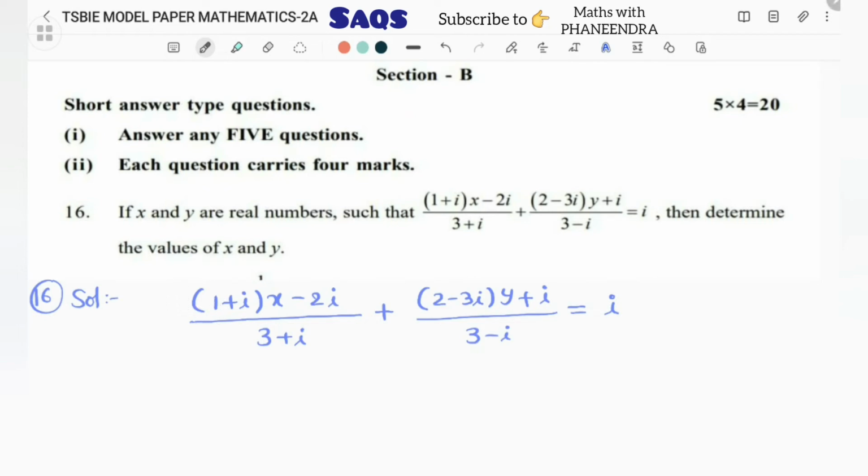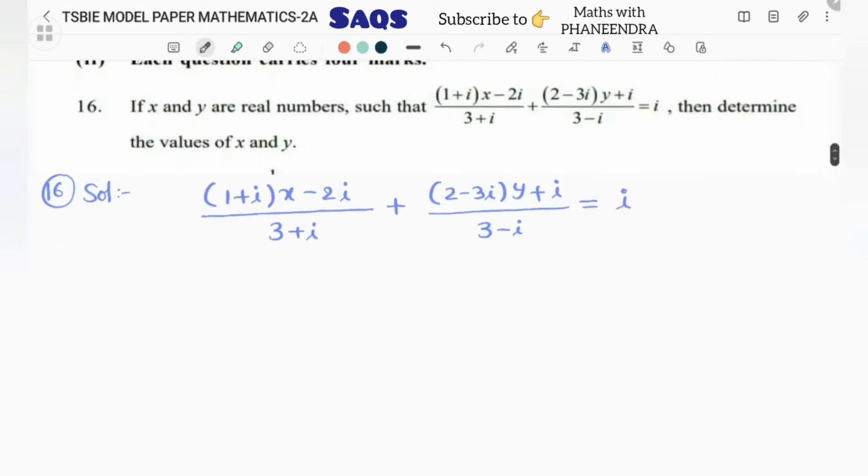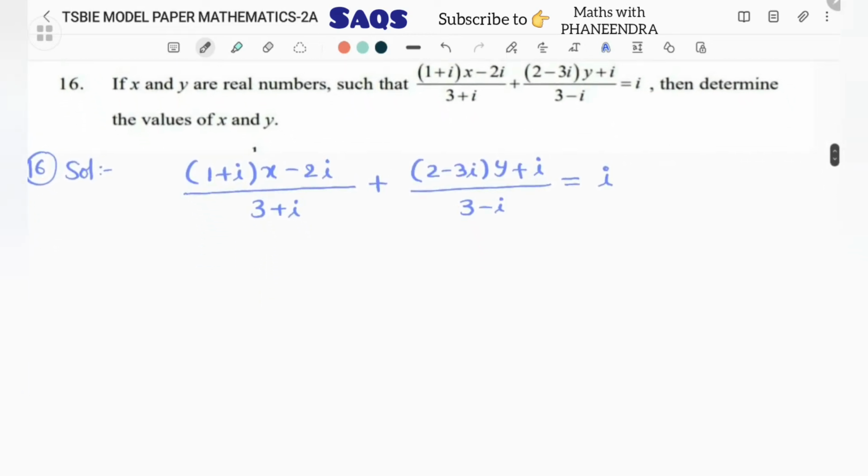If x and y are real numbers such that (1 + i)x - 2i over 3 + i, plus (2 - 3i)y + i over 3 - i, equals i, then determine the values of x and y. So the given complex number, first you have to simplify. Individual terms are there, no? I am rationalizing.